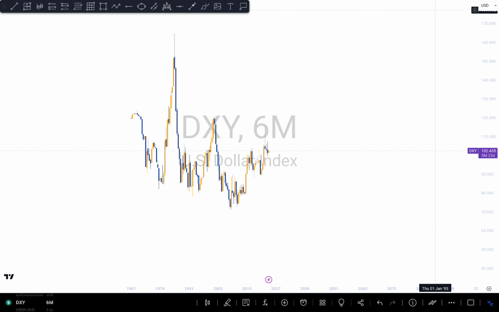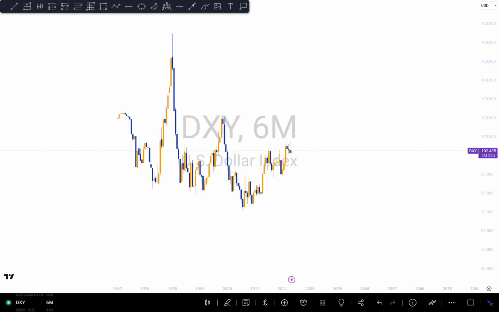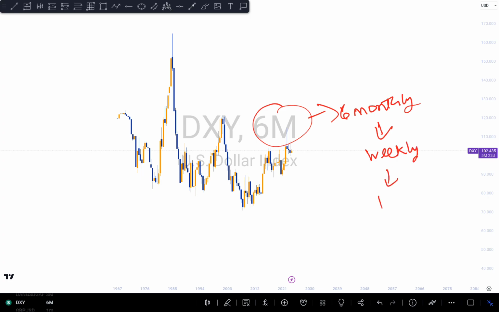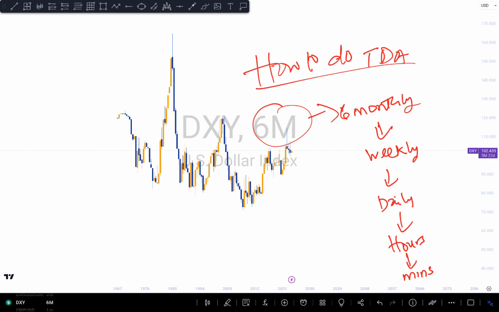So what I'll be looking at on DXY guys, we can see that this is the monthly time frame. So this is 6 month time frame. I'm going to be going from the monthly time frame to the weekly time frame to the daily time frame and to the hours, then to the minute. So this is the top down analysis. It doesn't have to be 6 months, but I go from the monthly to the weekly to the daily to the hours and to the minutes.